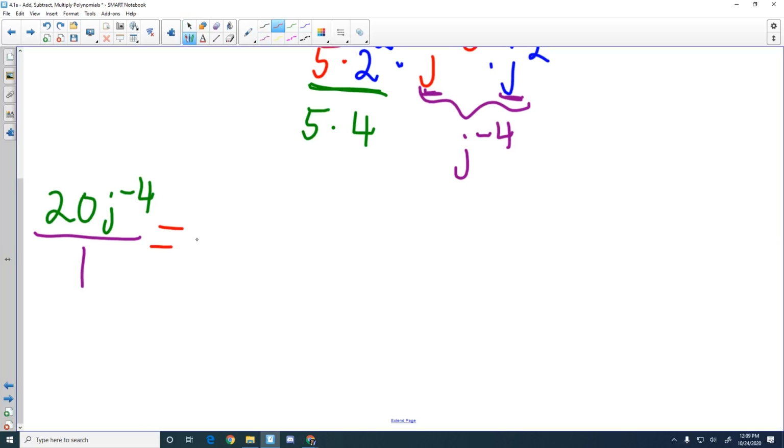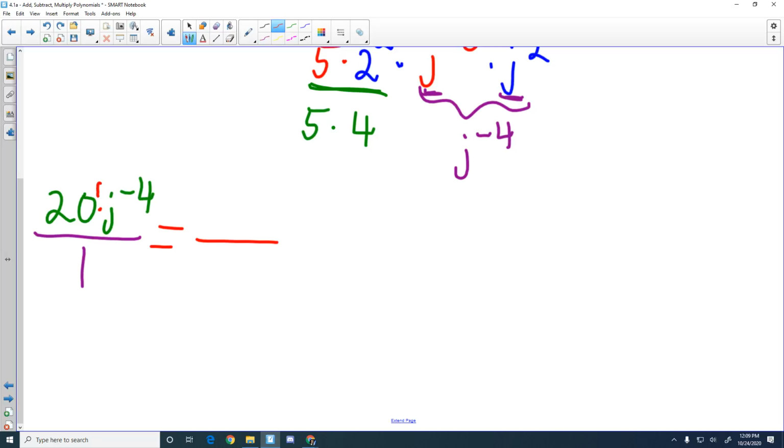We don't want it in the numerator because it's got that negative exponent. But here's the hardest part for students to comprehend, I guess. Oftentimes, students will move the 20 down to the denominator as well. However, the 20 and the j are separate, right? That 20 is its own base. Technically, that's 20 raised to the first power.